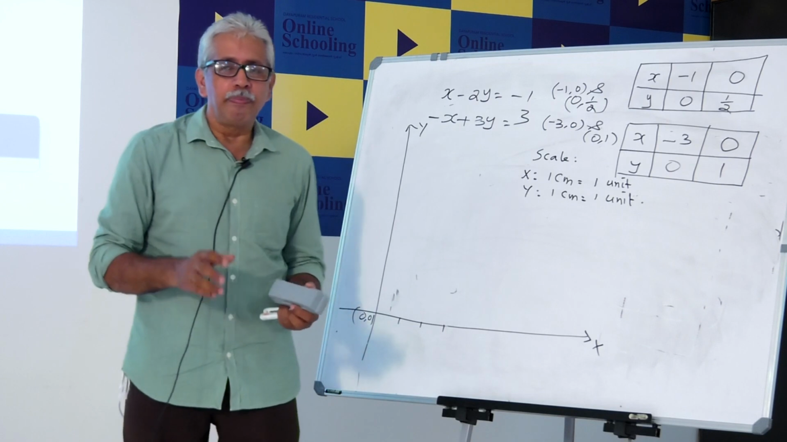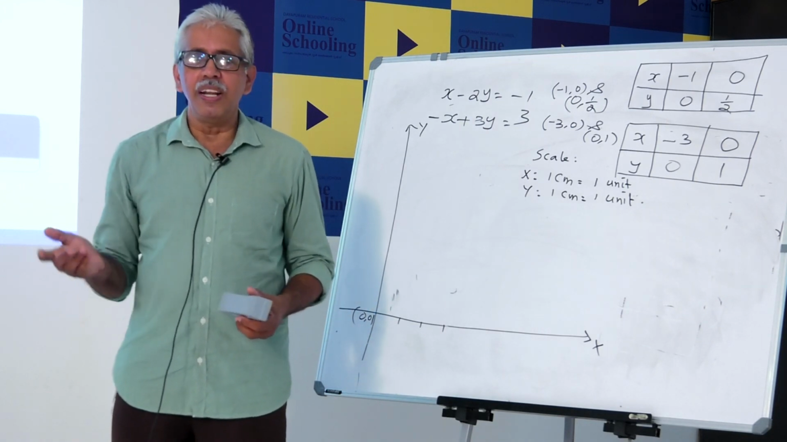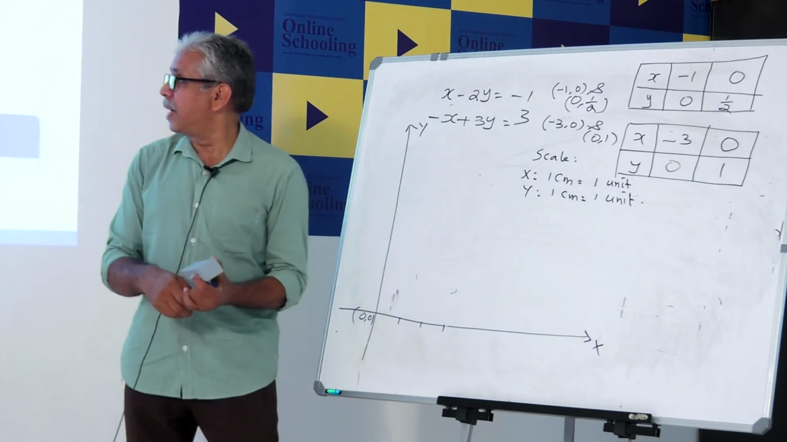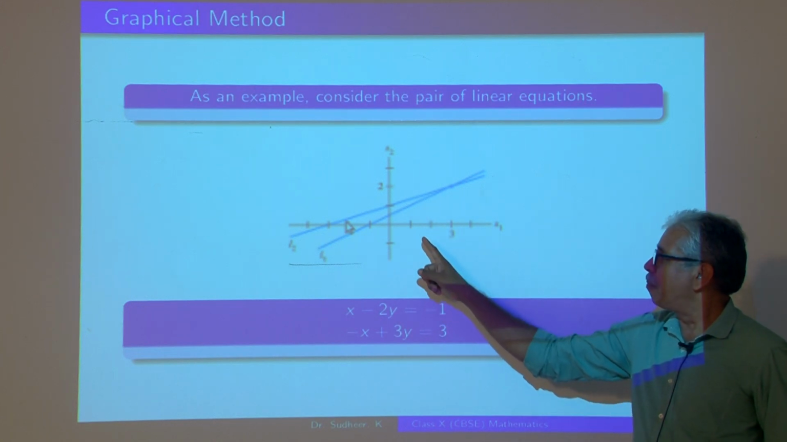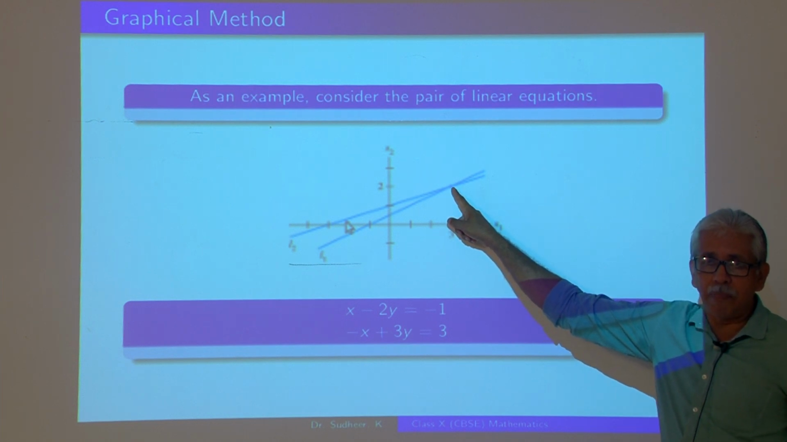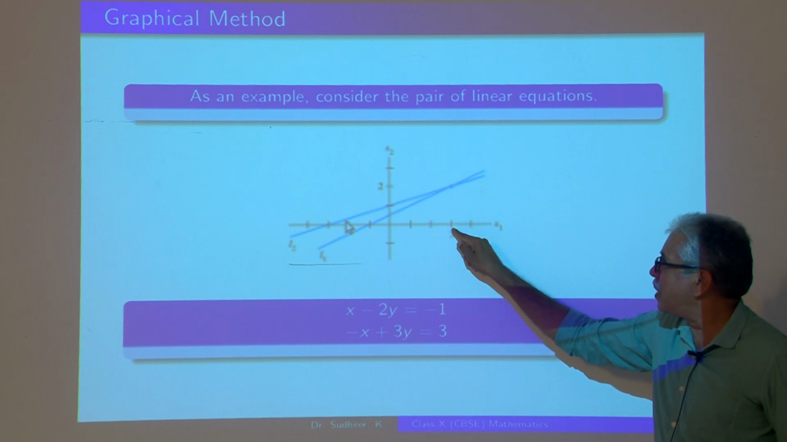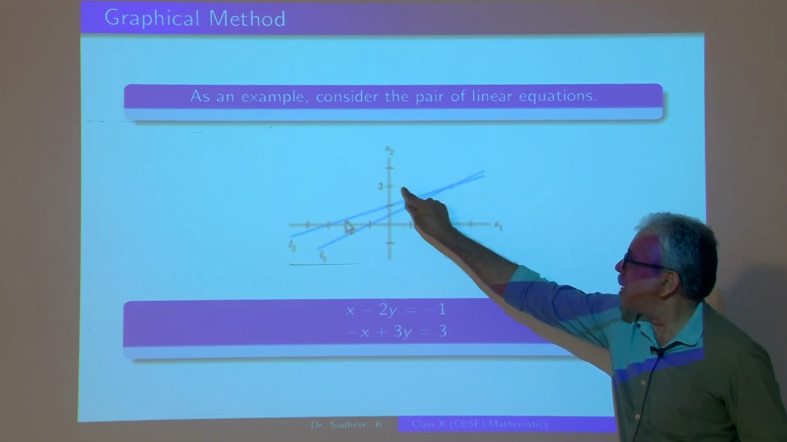So this is a way how graphs are drawn, and then we will solve the equations. So here again look at the screen. The two straight lines you have drawn, and they meet at one point. They meet at one point, and that point has got, what is the x coordinate? You can just assume the x coordinate to be 3, and y coordinate you are getting.